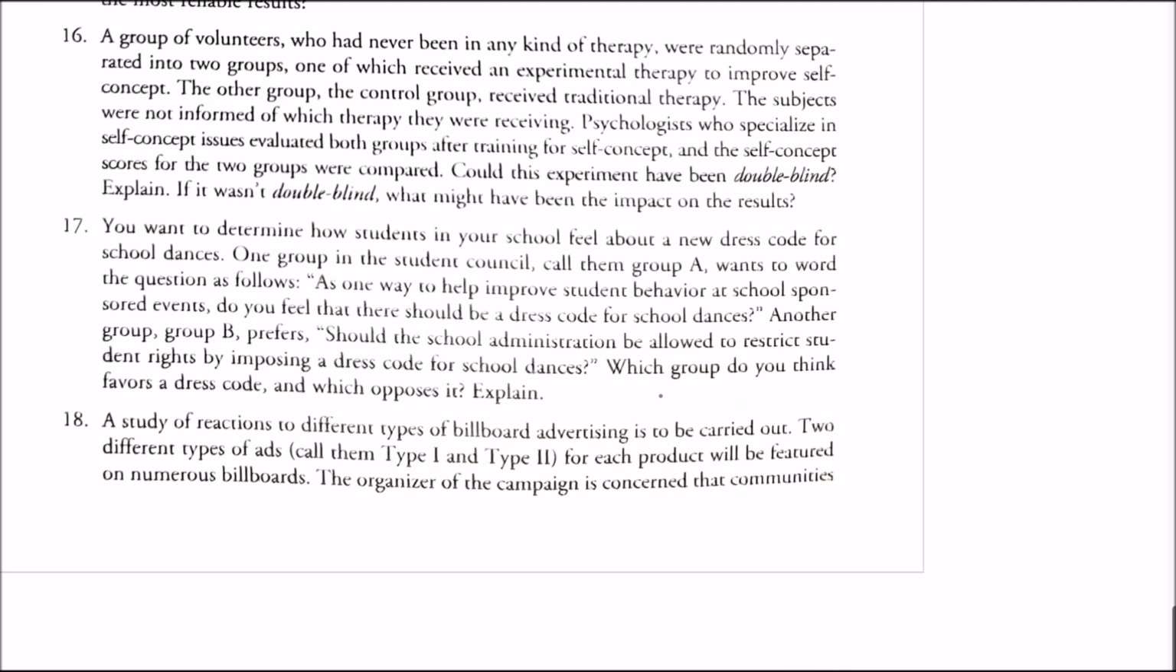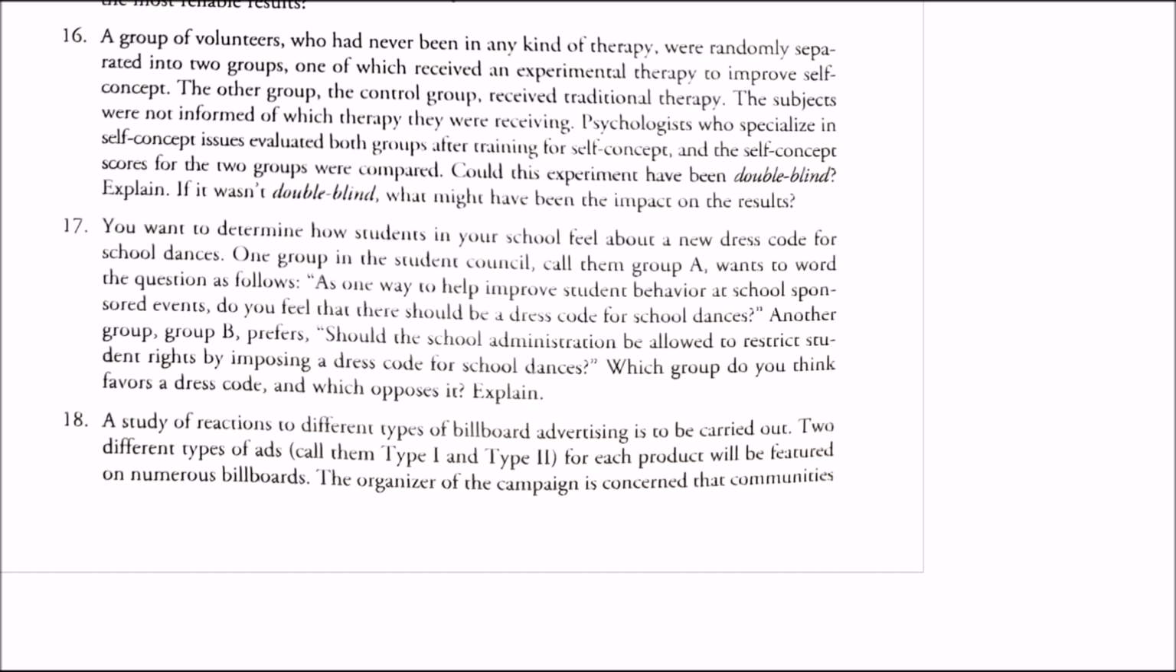Number 16, a group of volunteers who had never been in any kind of therapy were randomly separated into 2 groups, one of which received an experimental treatment and therapy to improve self-concept. And the other group, the control group, received traditional therapy. The subjects were not informed of which therapy they were receiving. Psychologists who specialize in self-concept issues evaluated both groups after training for self-concept, and then the self-concept scores for the 2 groups were compared. Could this experiment have been double-blind? Explain. And if it wasn't double-blind, what might have been the impact on the results?